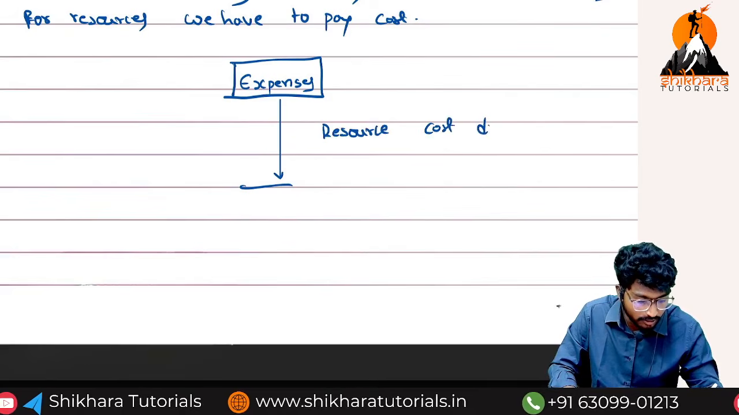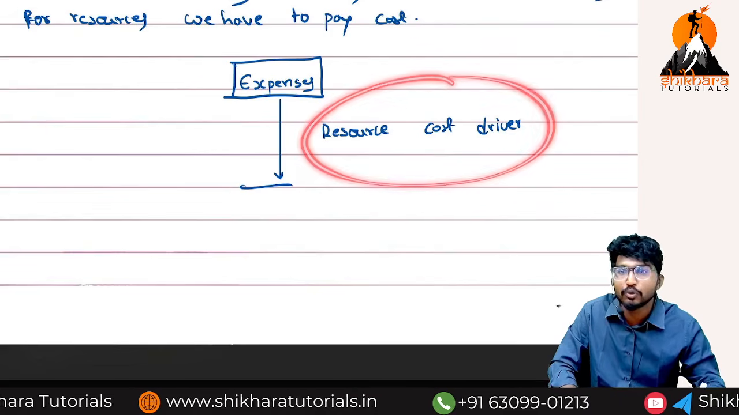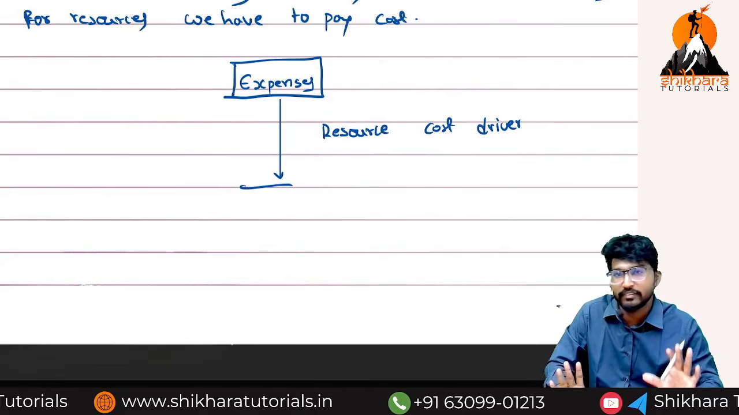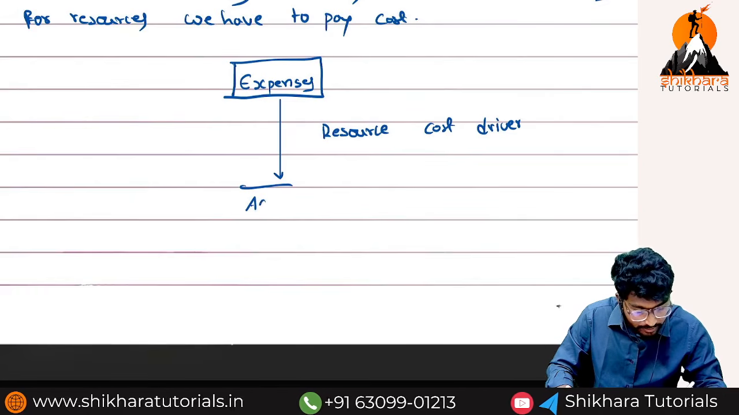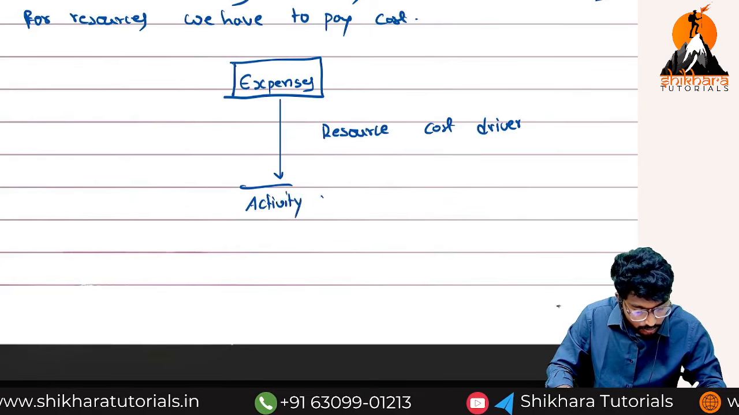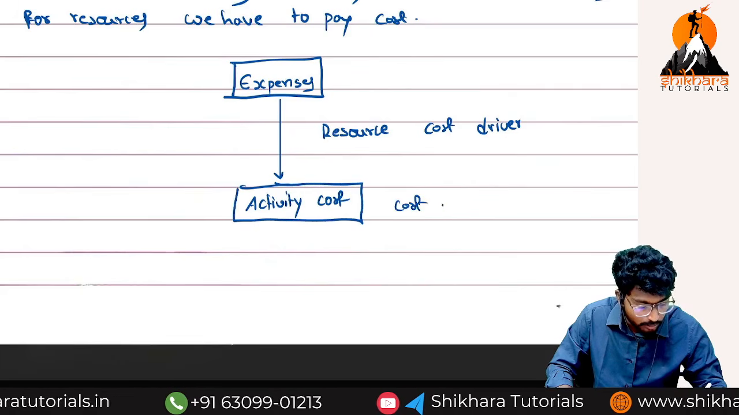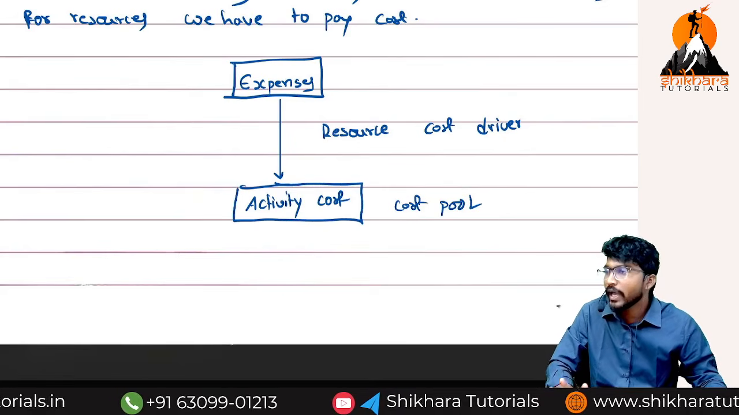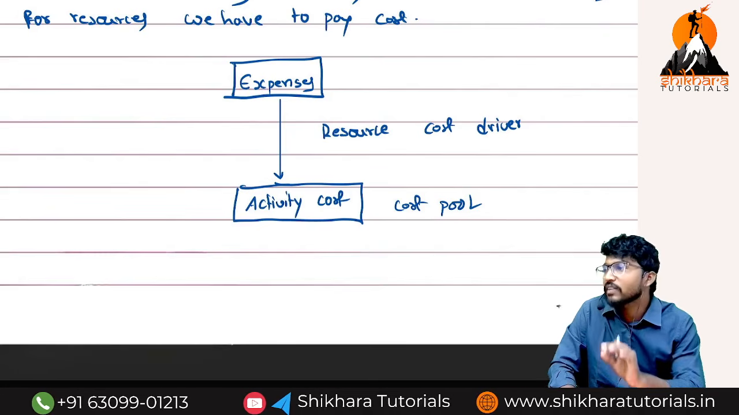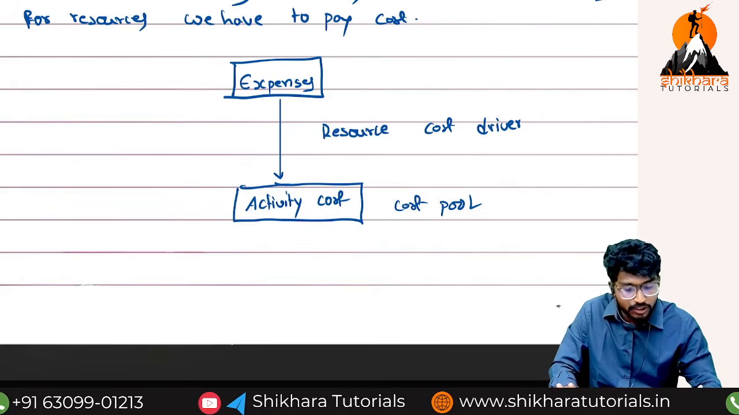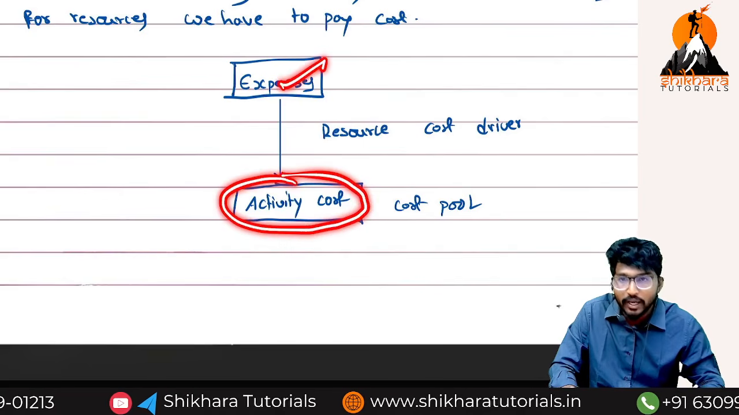Cost driver using resource cost driver. This resource cost driver is used to group the expenses according to the activity. Using resource cost driver, I am grouping as activity cost. This is nothing but cost pool. In a swimming pool, we may have a group of water, but in a cost pool, we have a group of expenses of the activity. Next, using resource cost driver, we are grouping all expenses into activity cost.